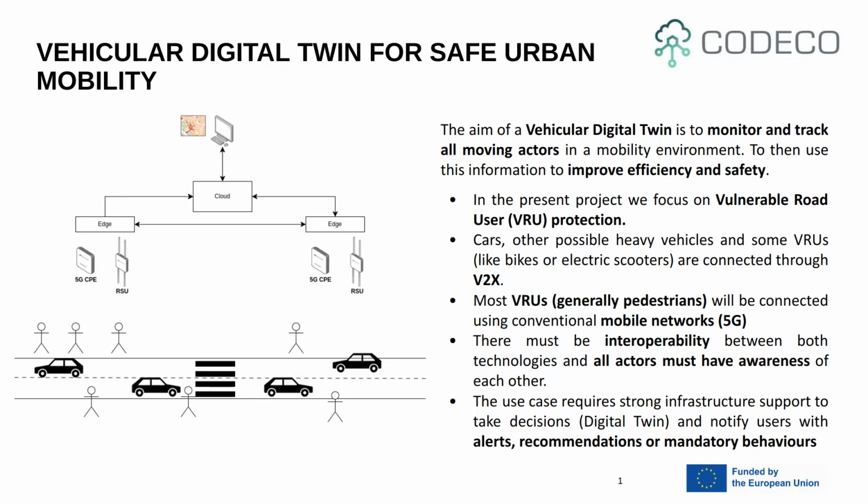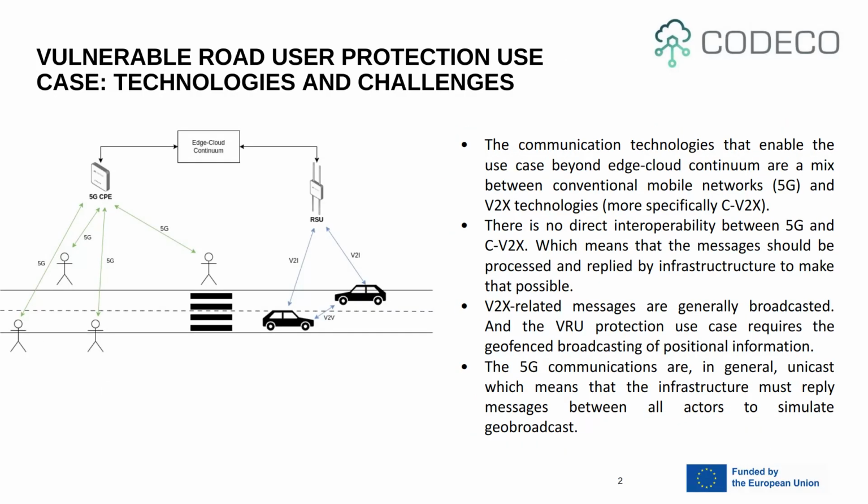The use case interconnects all actors using V2X technologies or conventional mobile communications, depending on users' characteristics, and gathers each node's position thanks to the cloud edge deployment of the digital twin's components handled by the CODECO framework. Then, if any anomaly or possible incident is detected, the whole system can notify users with alerts, recommendations or mandatory behaviors. The technologies used to make the use case possible present an inherent challenge that needs to be addressed.